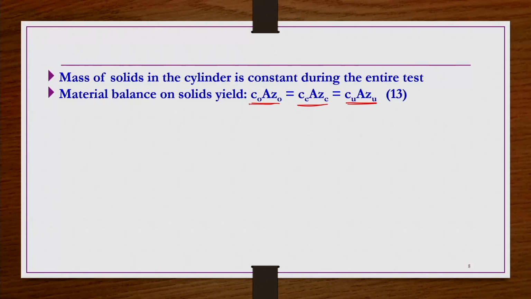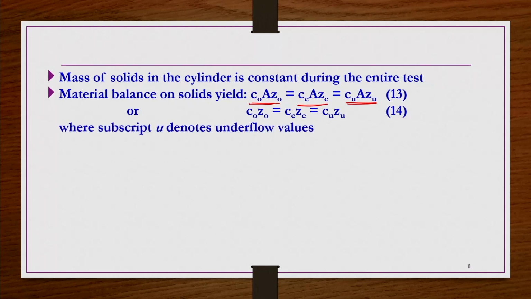Only A is fixed here in all the cases. C naught Z naught, Cc Zc, Cu Zu are changing in a combination such that the total product value, C naught A Z naught, Cc A Zc, Cu A Zu, is going to be constant. So, since the area is constant, the same equation can be written as C naught Z naught is equal to Cc Zc is equal to Cu Zu, where u denotes underflow values.